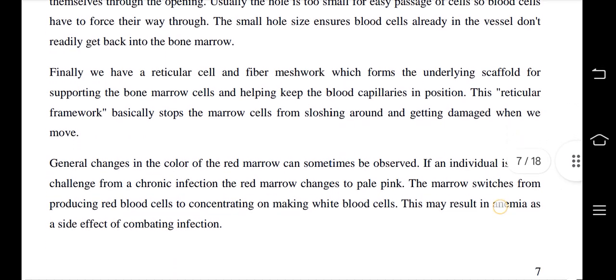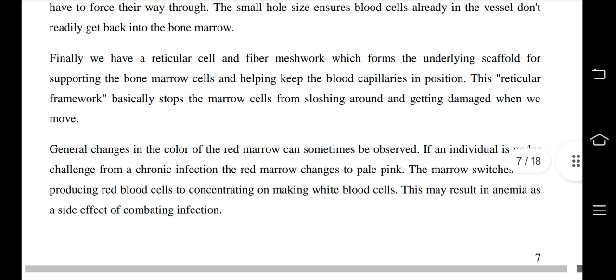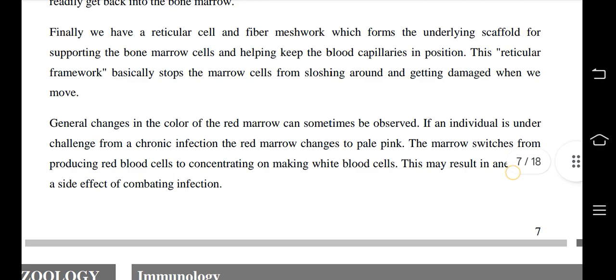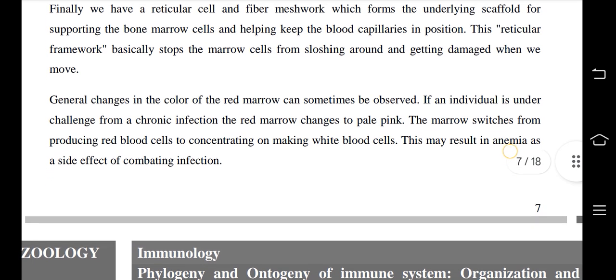Finally, we have a reticular cell and fiber meshwork which forms the underlying scaffold for supporting the bone marrow cells and helping keep the blood capillaries in position. This reticular framework basically stops the marrow cells from sloshing around and getting damaged when we move.